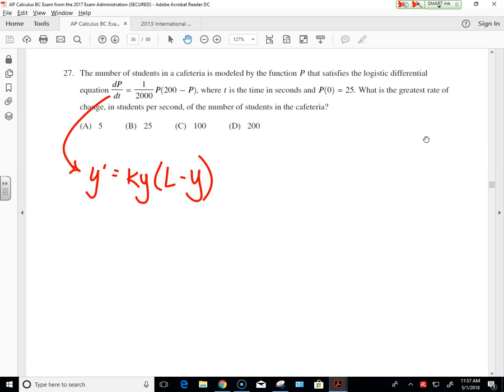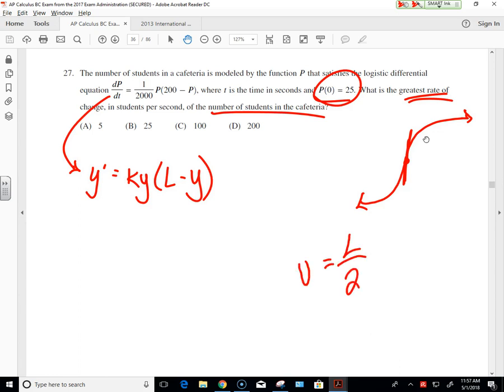Good. So then it says where t is the time, it gives me an initial, P of 0 equals 25. What is the greatest rate of change? What is the steepest the slope gets? In students per second of the number of students in the cafeteria. Pause. When does this happen? This happens exactly at L over 2, but that would be how many. They're not asking for how many, they're asking for what is the rate. So it's going to happen at or when y equals 100, but what do I have to do?